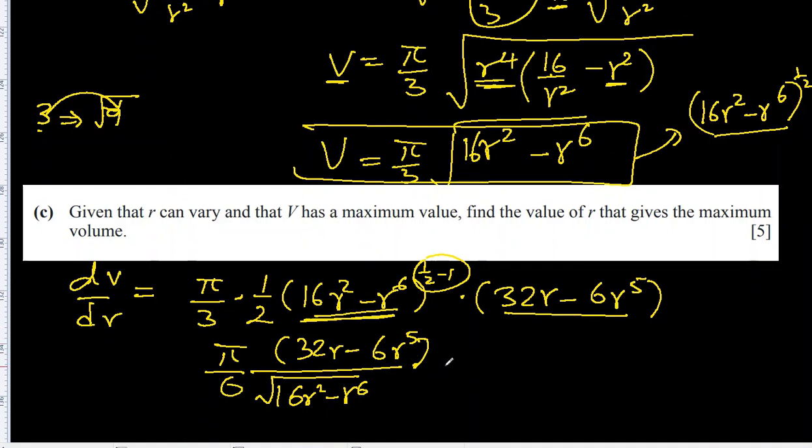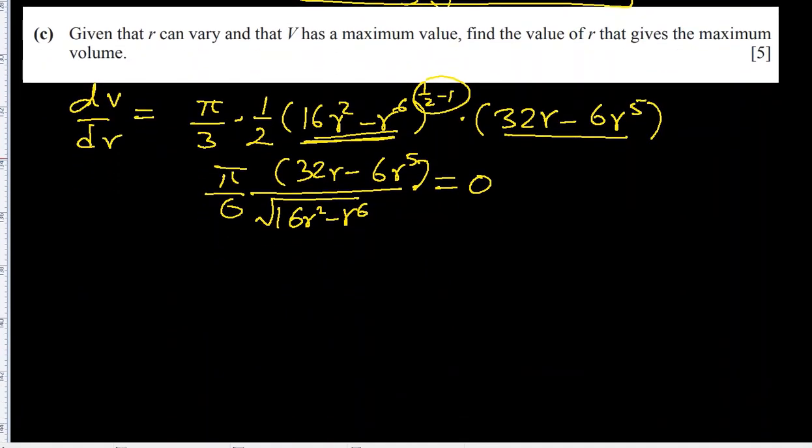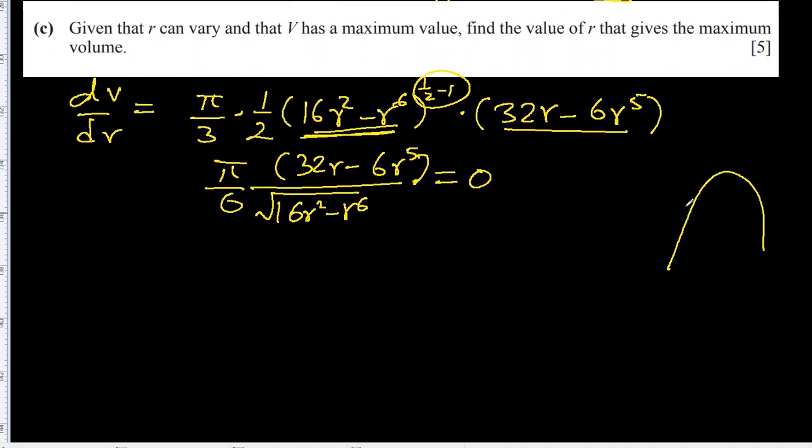For maximum volume, whenever there is a maximum or minimum stationary point, we have to make it equal to 0. Its rate of change is equal to 0, because at that point it is turning back and becoming minimum again or maximum again. So when I made this equal to 0, the denominator goes and multiplies with 0 and becomes 0, gone. Even this 6 can go, right? So what are we left with?